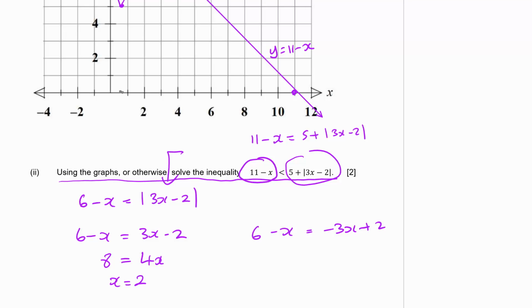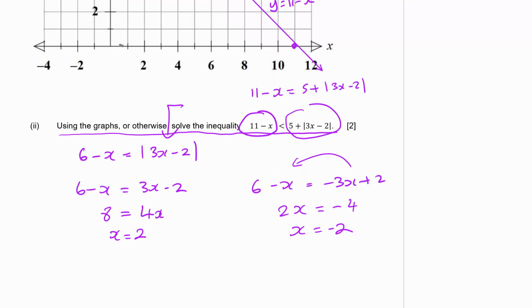And this one would give me, if I take 3x over that way, it's going to give me 2x. And if I take the 6 onto the other side, that will give me -4. And so x is -2. And from the graph, we can see that the line is below the modulus graph when x is more than 2, or when x is less than -2.